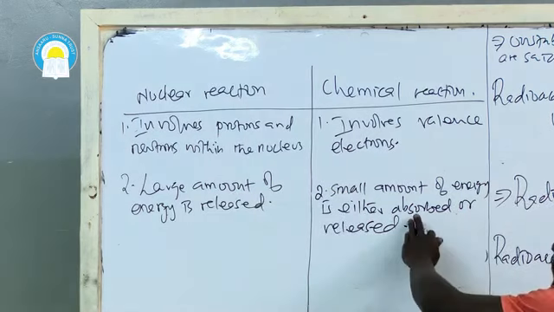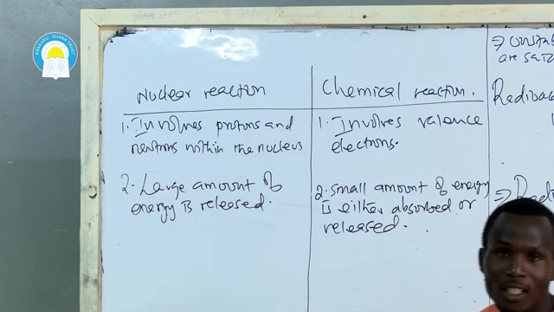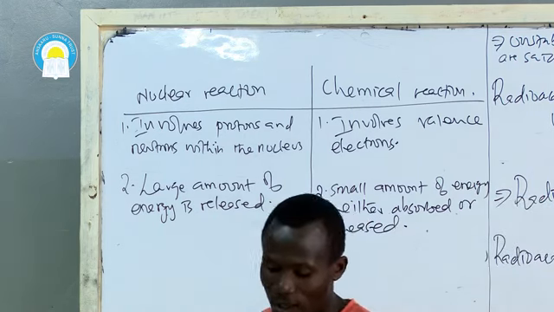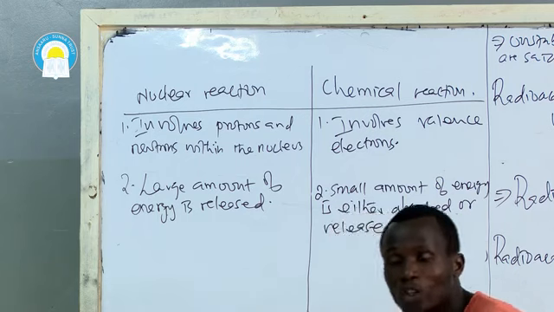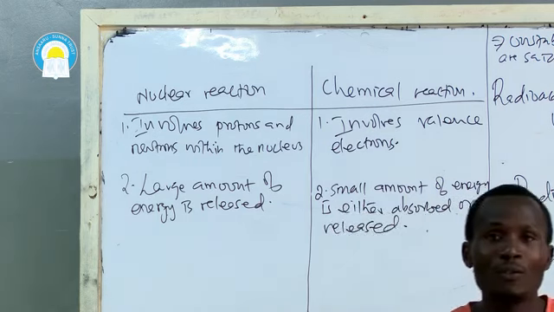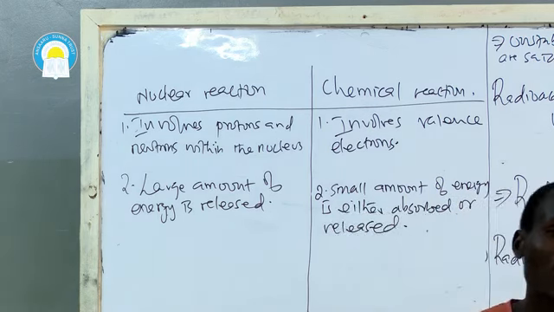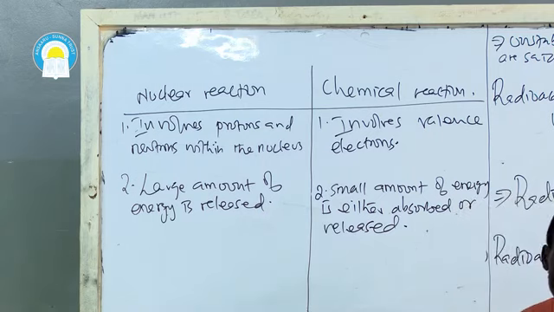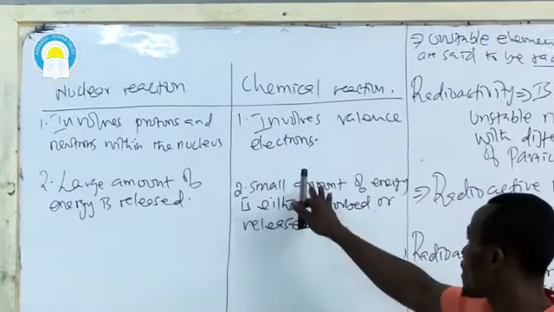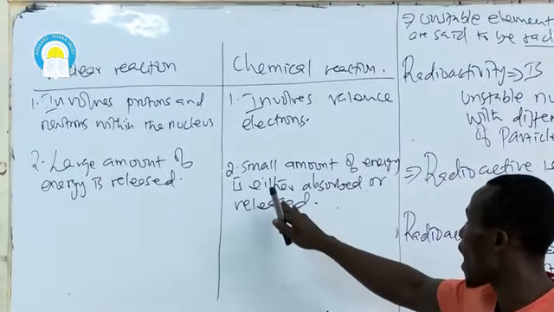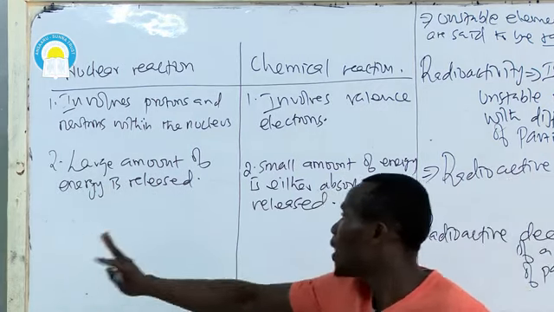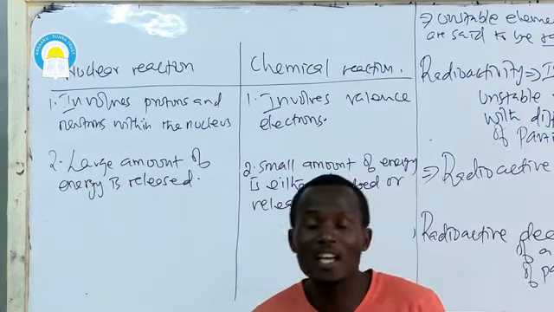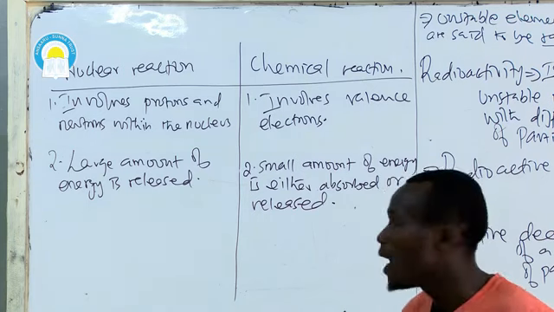And when we talk about the absorption or release of energy, that results into either an exothermic reaction, that is the release of energy into the environment, or an endothermic reaction, which involves absorption of energy from the environment. So we have two types of reaction, exothermic and endothermic. But in a nuclear reaction, energy is always released. There is no absorption of energy.